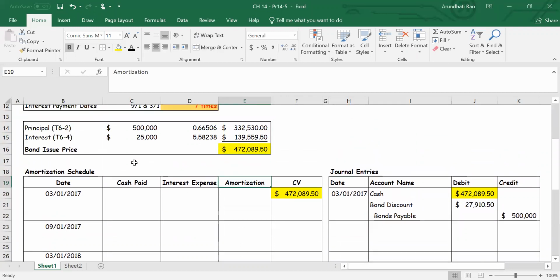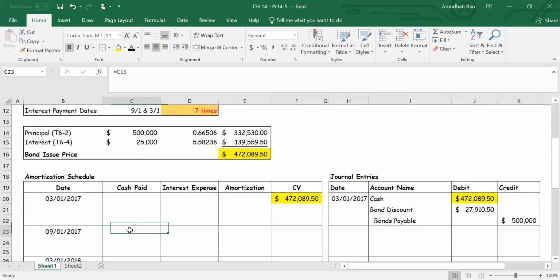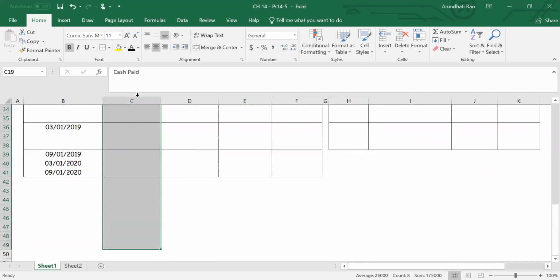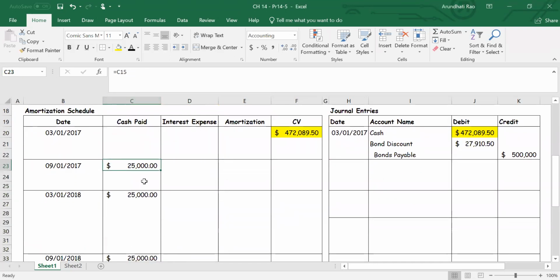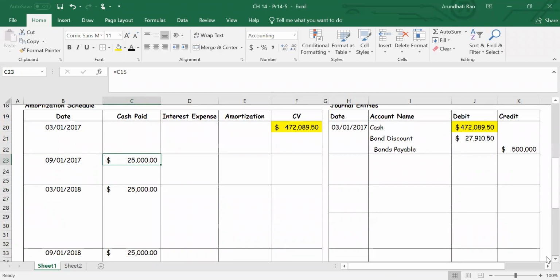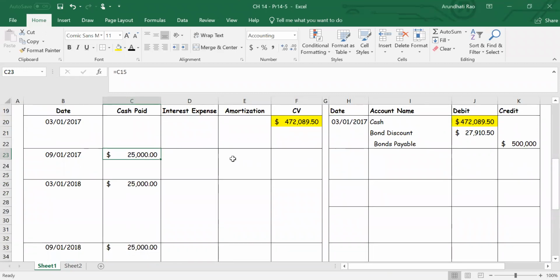Cash that I'm paying, we already know it's $25,000. And in fact, that's the same amount every time. It's not going to change. So that $25,000, I can write it all the way through. Now comes the amortization, how I'm going to work through this.